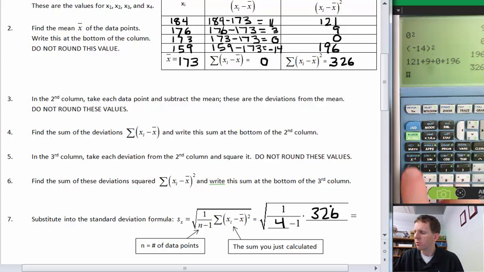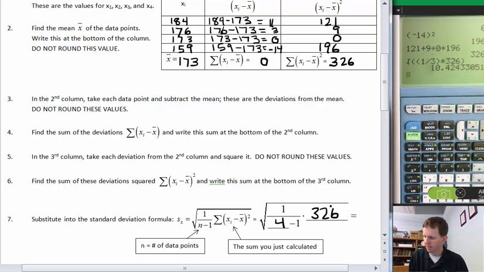When we calculate this, we can do the square root. I'm going to put another set of parentheses here for the 1 over 4 minus 1, which is 1 over 3. And then we're going to multiply this by 326. Close off the parentheses again, hit enter. And the standard deviation I got was about 10.4.